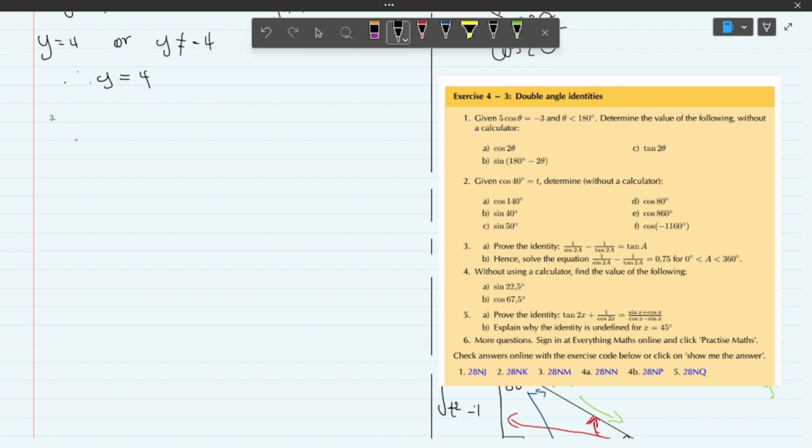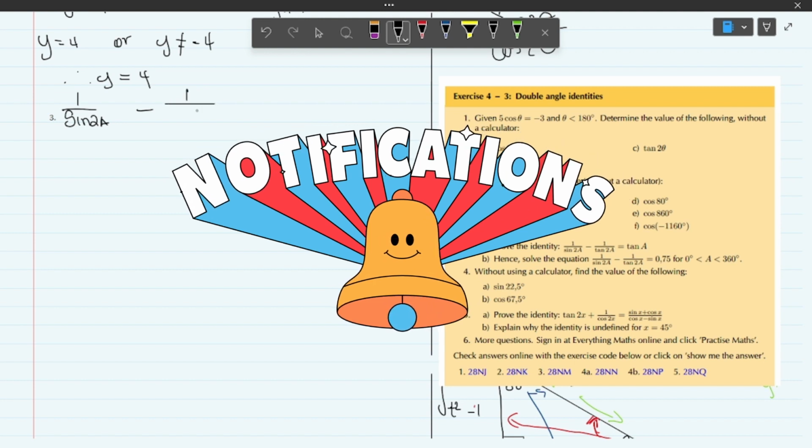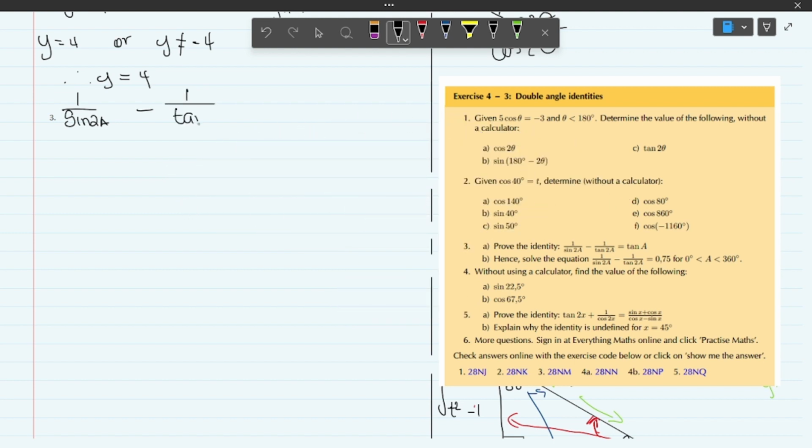So i-question yesithathu ithi prove the identity of 1 over sine 2a minus 1 over tan a is equals to tan a. Yabo. So siyayenza apha ukuthi prove i-left hand side yethu, because i-right hand side yethu it's almost impossible ba siyakwazi ukubuyisela kwentoni kwi-left hand side.